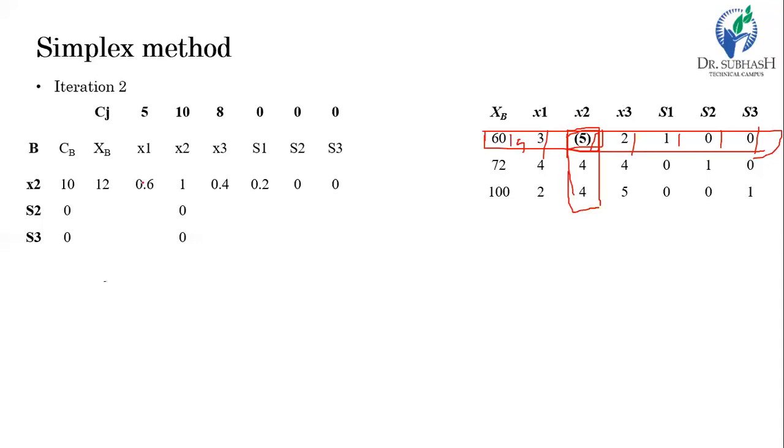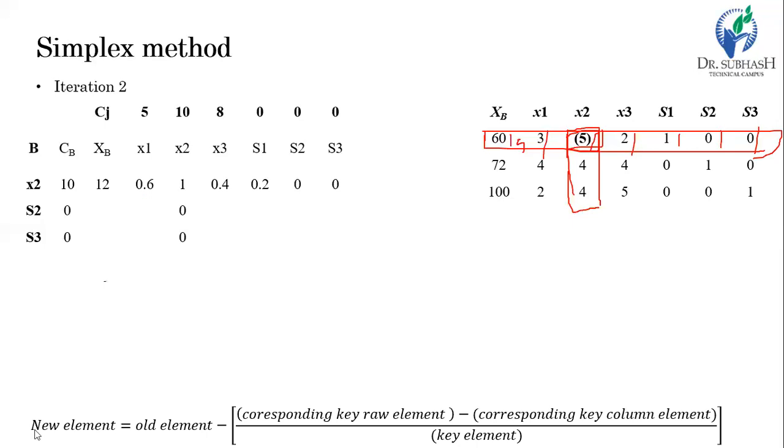So always start a new table with the key column followed by the key row. After completion of this process, say of key column and key row, for the remaining elements we have to apply one equation, which is here. New element equals old element minus corresponding key row element times corresponding key column element divided by key element. The equation is a little bit difficult, lengthy to read, but it is not difficult to remember.